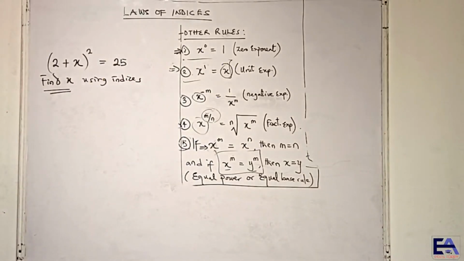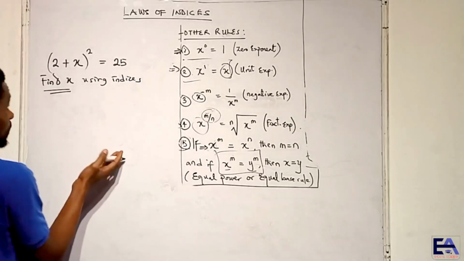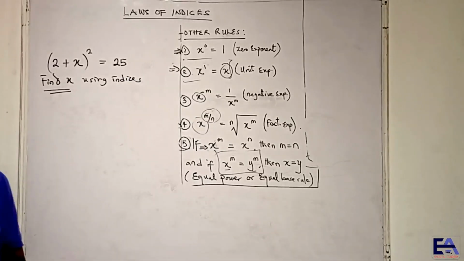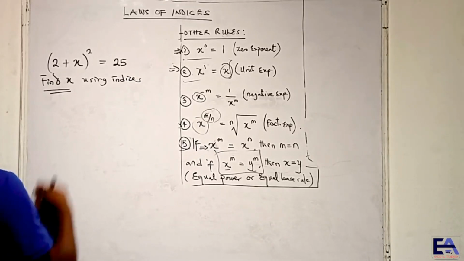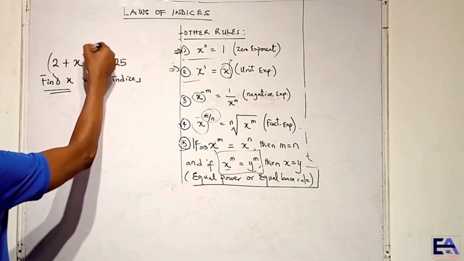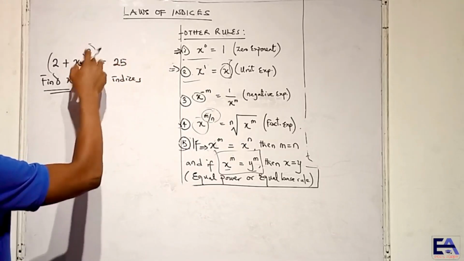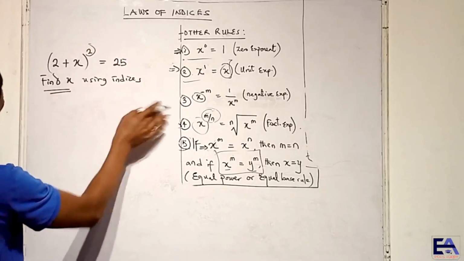Okay? If you want to solve this, it's still simple. You can have the question come in different ways. If you just know what you're doing, you get the same answer. I can as well send this square to the other side as a root, but I'm not interested. I just want to solve it using the laws of indices.